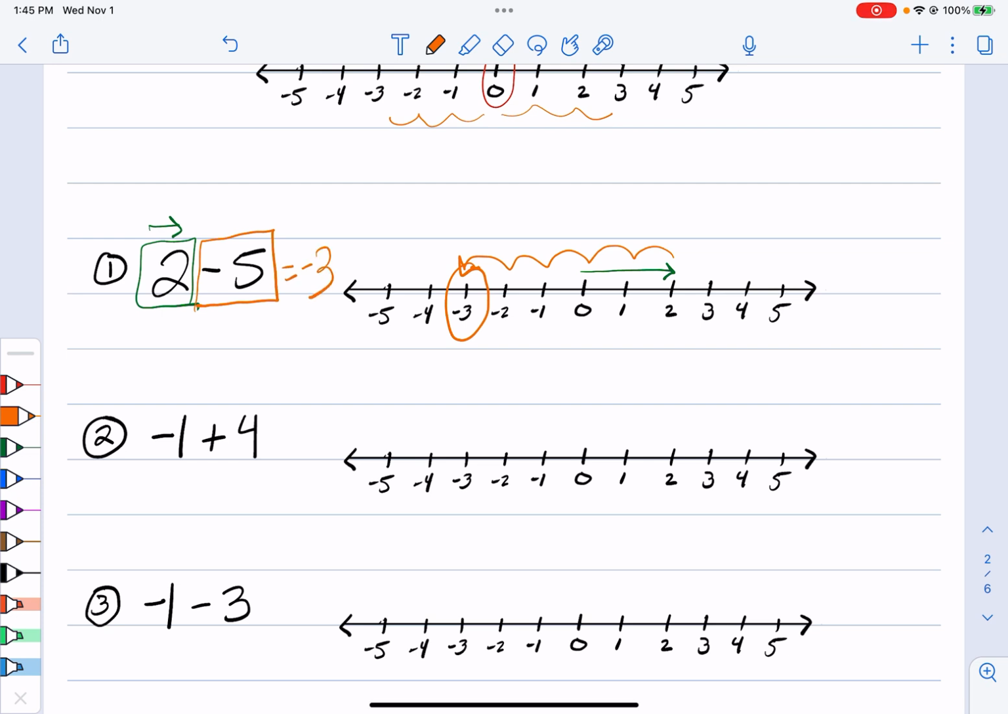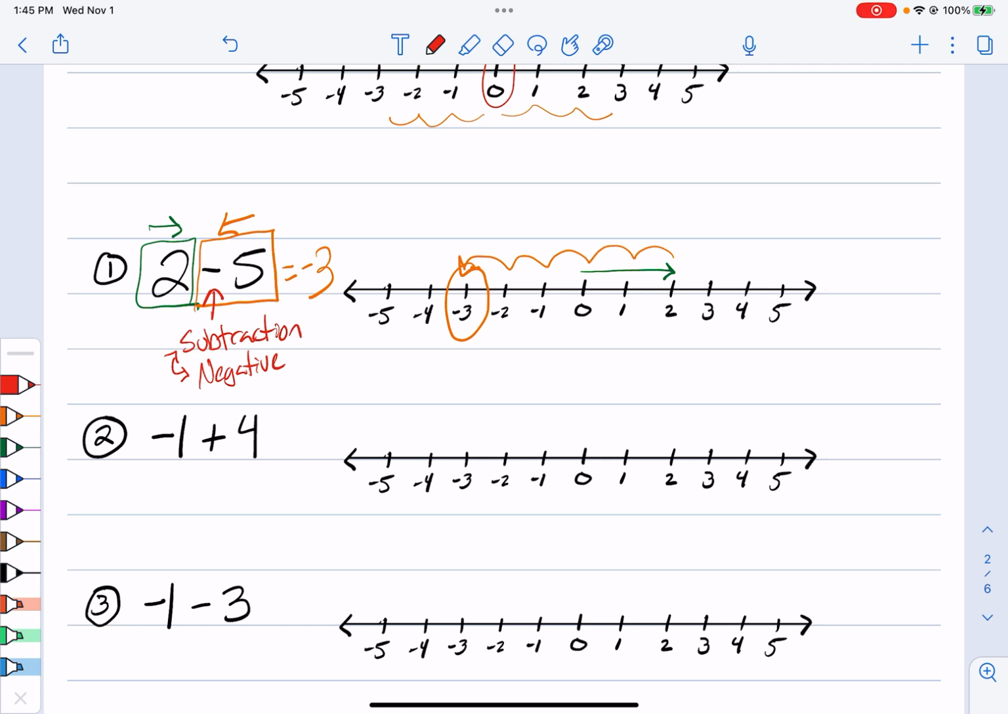So I went to the right 2, and then I went to the left 3. So our 2 is positive, which is the right-hand side of the number line. Our 5, our minus or -5, is on the left because our negatives are on the left. Now, this is a subtraction sign, but it can also be a negative sign. Those words are interchangeable. You can think of it as either. I'm going to say it as either, and you can think of it as either. That's a minus 5 or that's a negative 5.